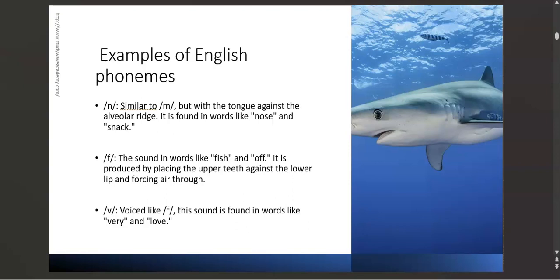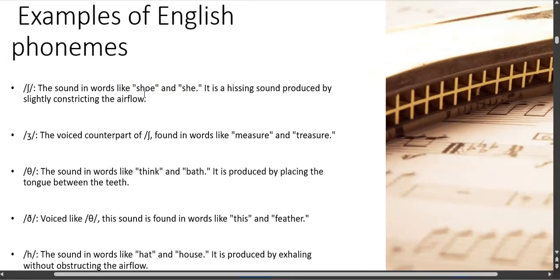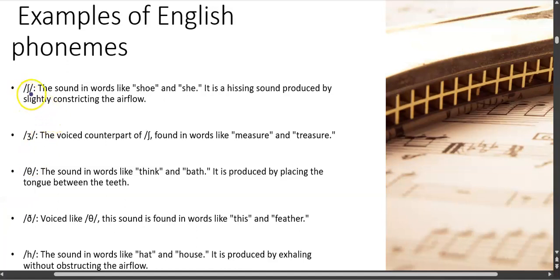So now let's continue and look at the last examples of some sounds that I want us to look at, and I'm enlarging this so you can see. So we have this sound sh. This is how we write it. Why do we write it like that? It's because this is a combination of two letters. This sound is found in words like shoes and she.